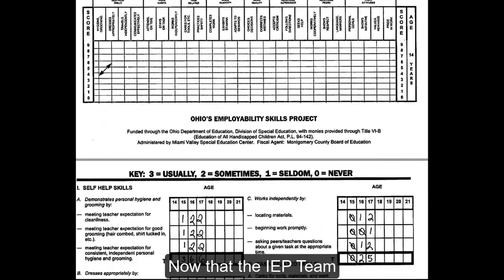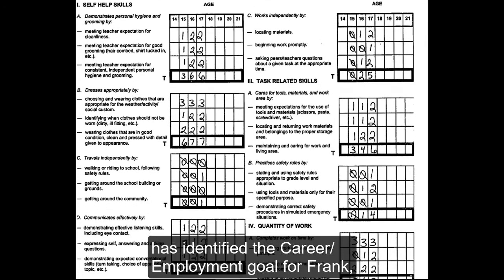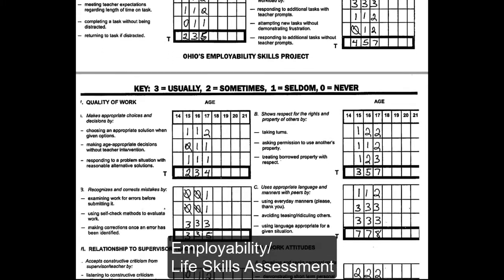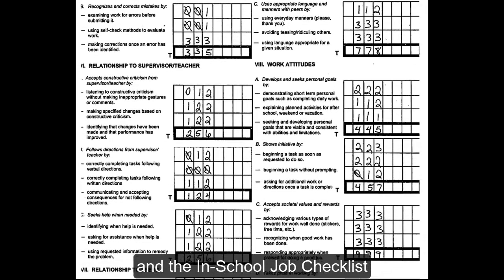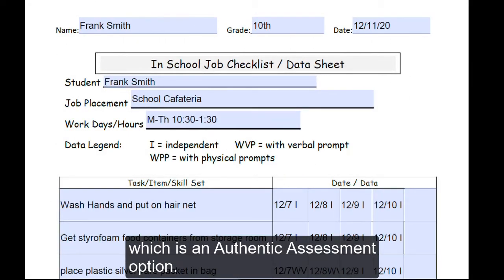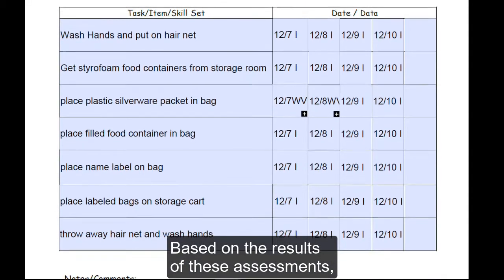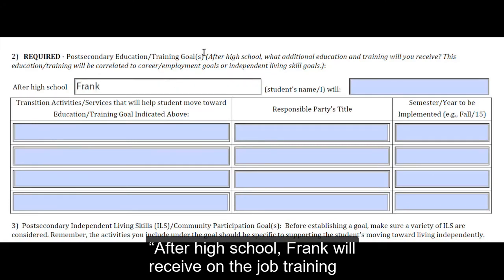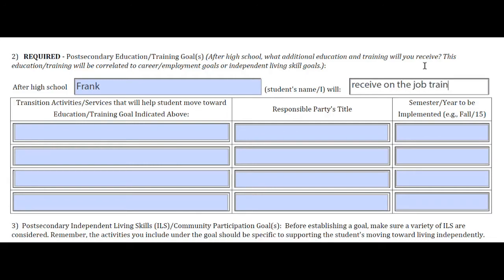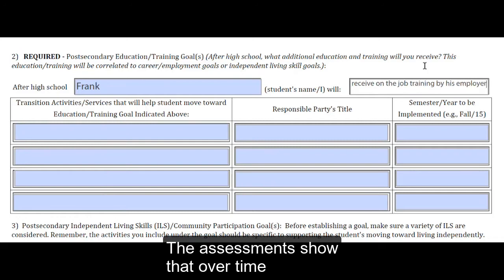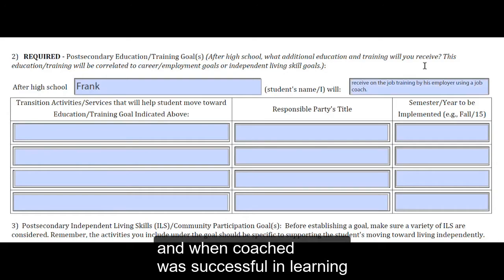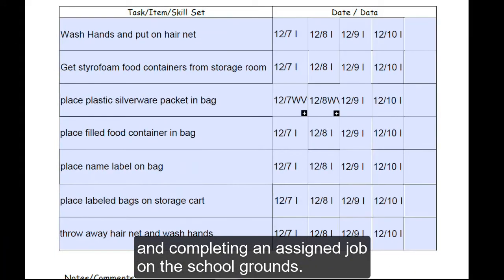Now that the IEP team has identified the career employment goal for Frank, the team needs to determine Frank's education training goal. To do this, they use the Employability Life Skills Assessment and the In-School Job Checklist, which is an authentic assessment option. Based on the results of these assessments, it is determined that Frank will have the education training goal of, after high school, Frank will receive on-the-job training by his employer using a job coach. The assessments show that over time, Frank has improved in his employability skills and when coached was successful in learning and completing an assigned job on the school grounds.